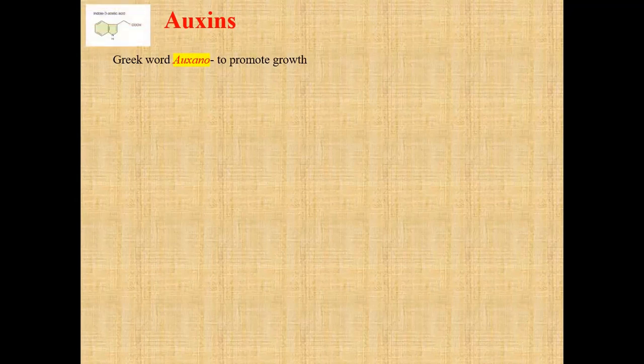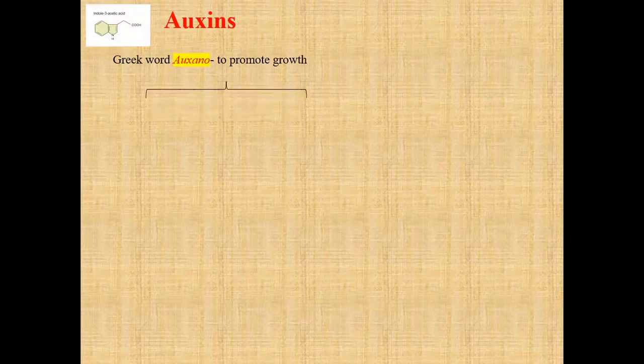So let's see auxin. Auxin is a plant growth promoter, a plant growth regulator, which promotes or stimulates the growth of the plant, meaning it is responsible for the height of the plant. Auxin is from the Greek word auxano, meaning to promote growth. Chemically this is nothing but indole 3 acetic acid. So this is the chemical structure.